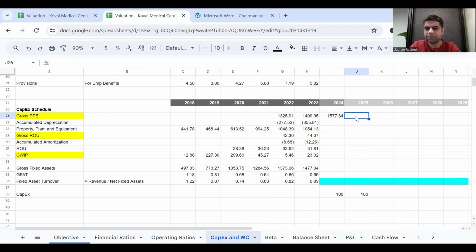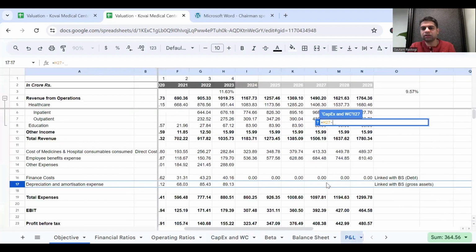So next year, capex would be, gross PP would be this plus 100. All right. Now let's estimate the accumulated depreciation. Accumulated depreciation is netted off from the gross PP to arrive at net PP, which is this line item. So this is 355.8 minus, since it's accumulated, we have to take it from the past and again remove the depreciation from this year.